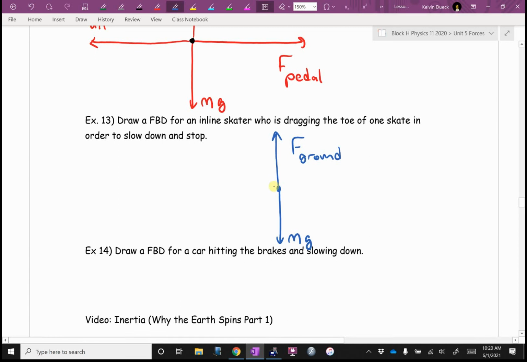Left. To the left. That's their dragging toe. What else? And then for the right, you have to put speed. Speed that you're going at.